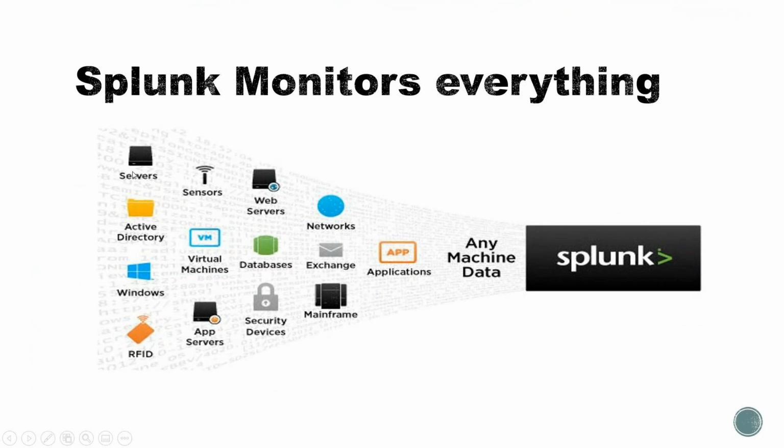It can get the data from servers, Active Directory, Windows systems, radio frequency devices, sensors, virtual machines, app servers, web servers, databases, security devices, mainframes, networks, Exchange servers, applications. So basically, whatever systems exist, Splunk can pull the data from there. So it is a global database where you will have all the data of an organization.